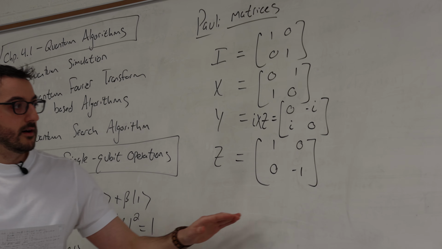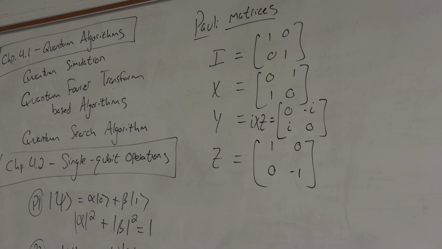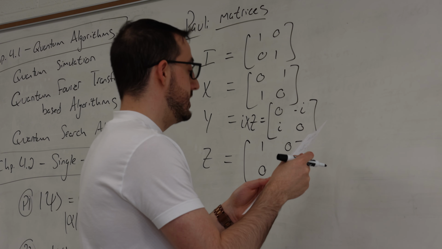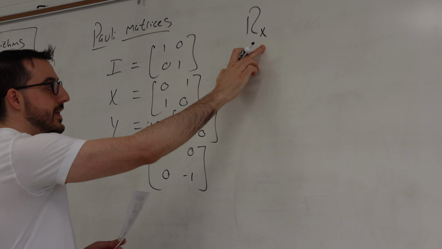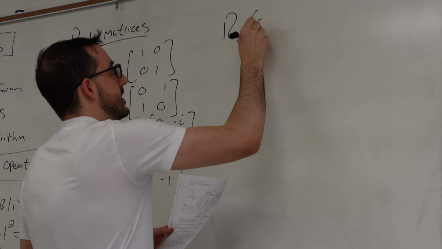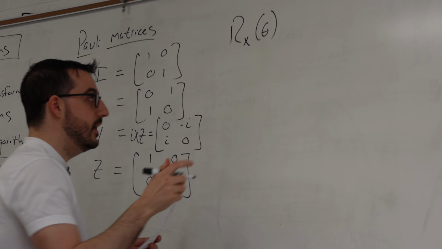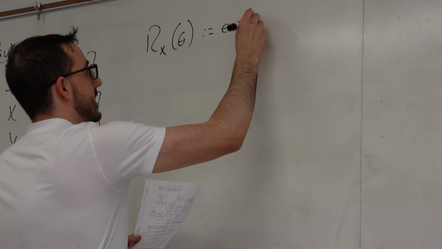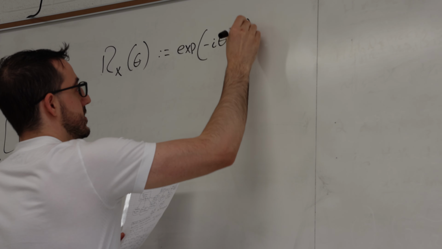From this, we can also define rotation operators, which we are going to use a lot in quantum circuits. So all of these are going to be defined in the same way. And I'll start with Pauli X. We're going to have a rotation about the x-axis, so I'll indicate that by R_X. And it's going to take as a parameter some angle theta, a real number. And this is going to be defined as the exponential of minus I theta Pauli X over 2.